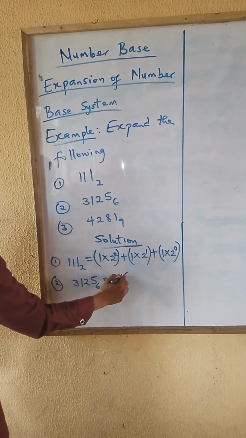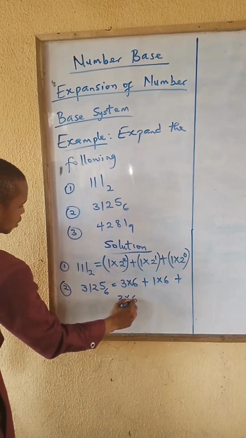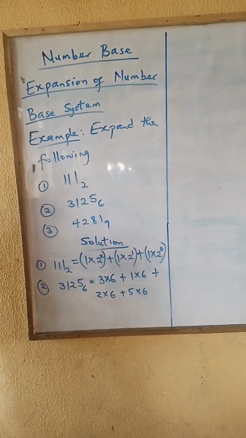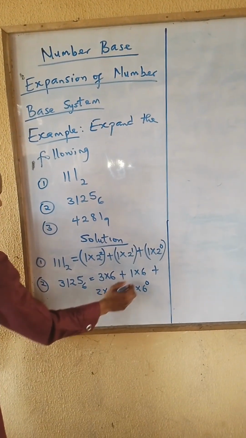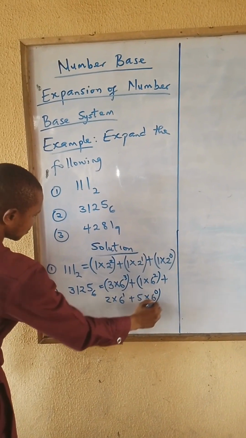Number 2, we have 3125 base 6. This will give us 3 times 6 plus 1 times 6 plus 2 times 6 plus 5 times 6. And it is the base that we are going to raise to power. So you are going to have the 0, 1, 2, and 3. Then you are going to put it in brackets.